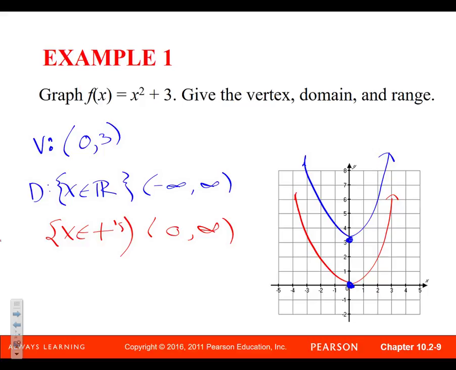However, that changed though, didn't it? When you take a look, when we did the vertical shift to 3, look at the blue graph. What is the domain now? It's the same. It is all real numbers.